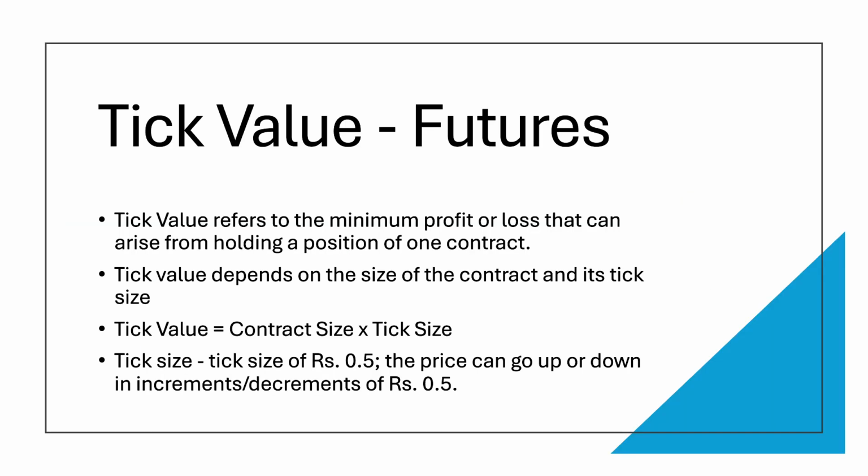Next, tick value. When it comes to futures, tick value is very important. Tick value refers to the minimum profit or loss that can arise from holding a position of one contract. You will first understand what tick value is. Tick value depends on the size of the contract and the tick size, so every future has a tick size. Tick value is equal to contract size times tick size. You might have noticed tick size while seeing bid and ask. Correct?